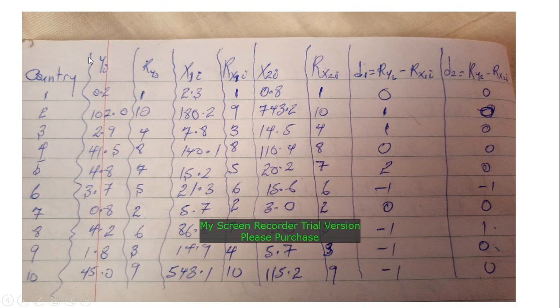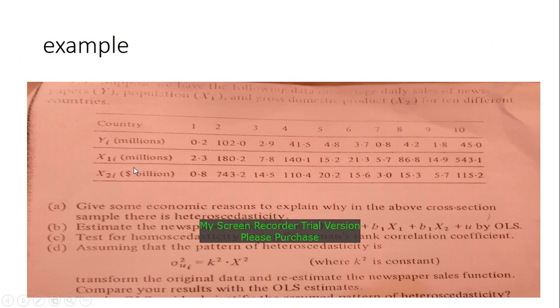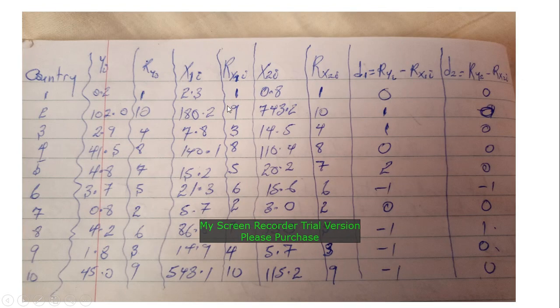So for my y, I had my least value to be 0.2 and I ranked it with 1. Then my highest value was 102.0 and I denoted it with 10. My second least value was 0.8 and I represented it with 2, in that order. So you have to rank them. Then I'll come to x1i.